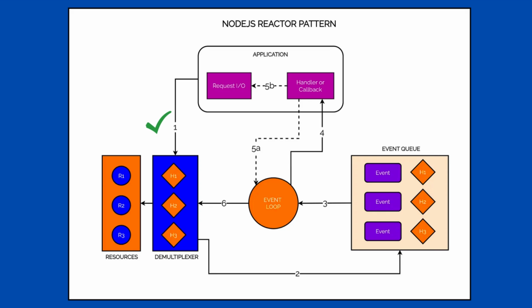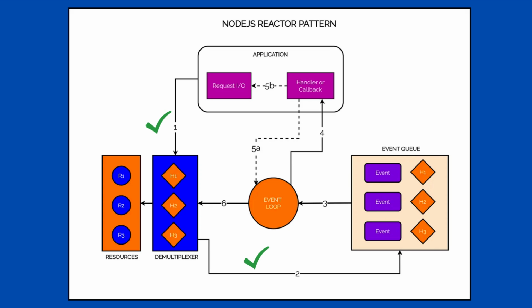In step 1, the application generates a new input-output operation by submitting a request to the event demultiplexer. Along with the request, the application also provides a handler or a callback. This is like telling the demultiplexer whom to contact once the job is done. The call to the demultiplexer is non-blocking and the control returns back to the application immediately. In step 2, the event demultiplexer does its whole watchlist thing and waits for events from the input-output resources.